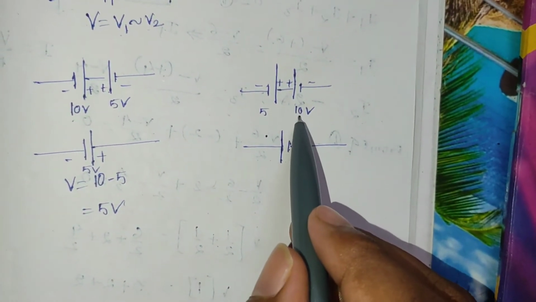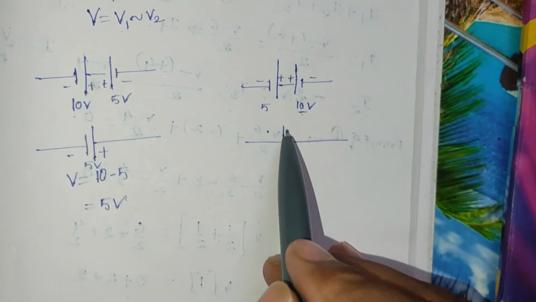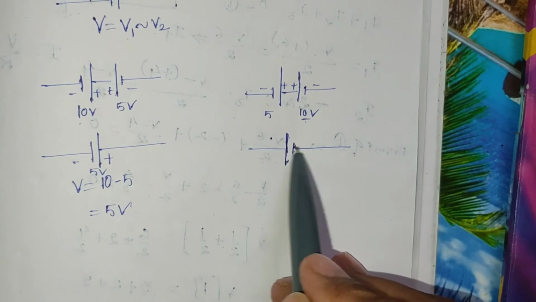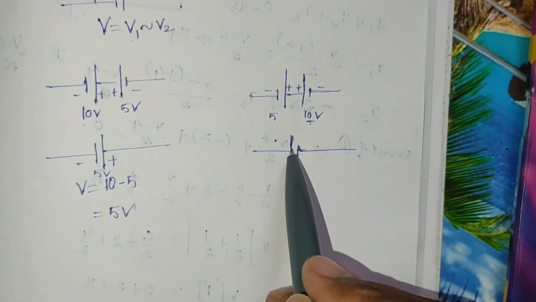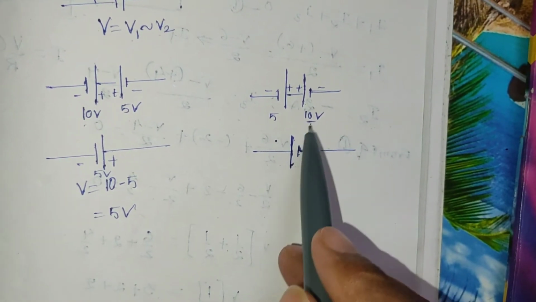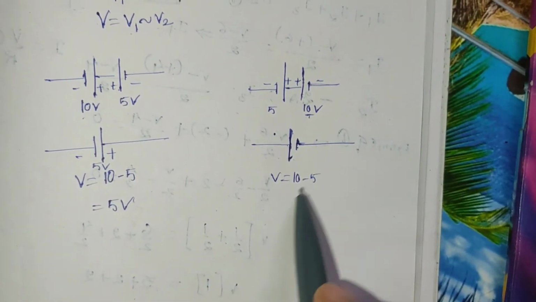That means the 10 volts positive terminal is higher compared to the 5 volts terminal. So the terminal will be the same as the higher voltage. This is our higher voltage. The terminal of the overall voltage source will be the same as the higher potential. That means the overall voltage will be equal to 10 minus 5, which is equal to 5 volts.